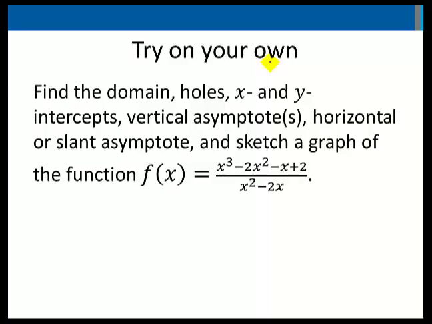Try on your own. Find the domain, holes, x and y intercepts, vertical asymptotes, horizontal or slant asymptote, and sketch a graph of the function f of x equals x cubed minus 2x squared minus x plus 2 over x squared minus 2x.